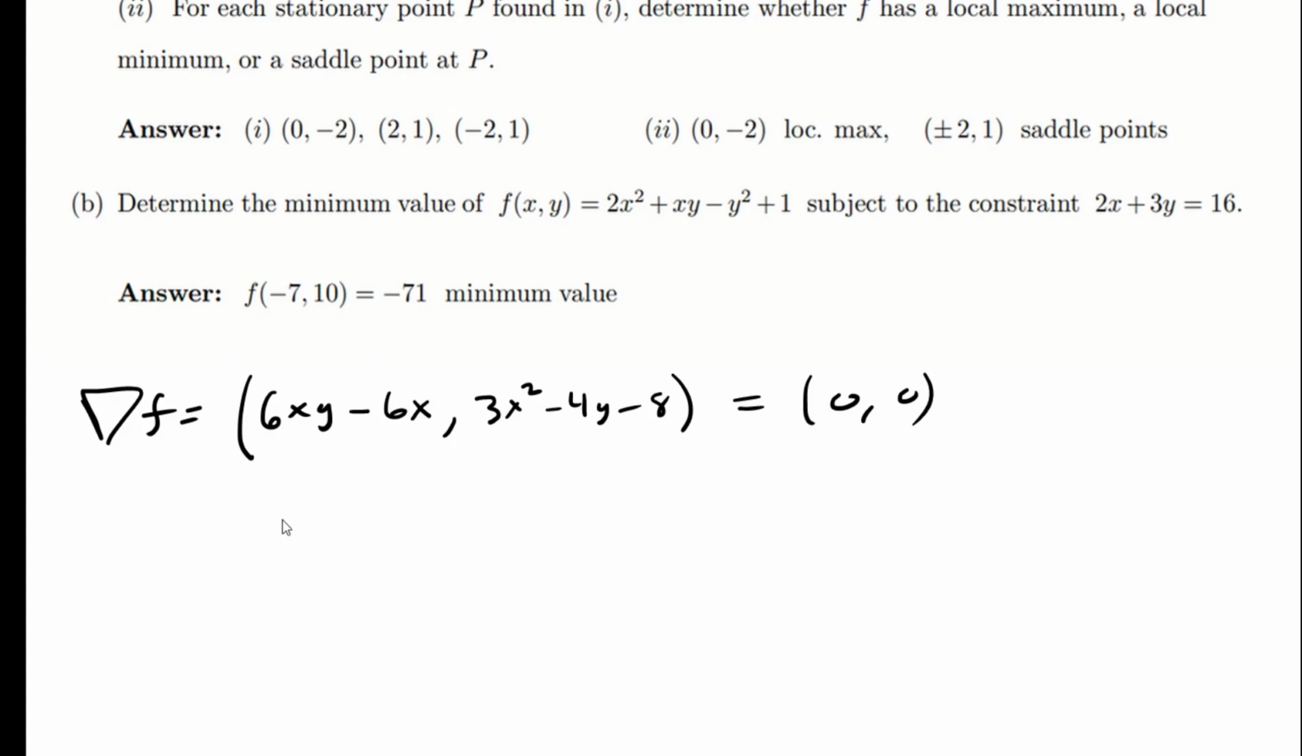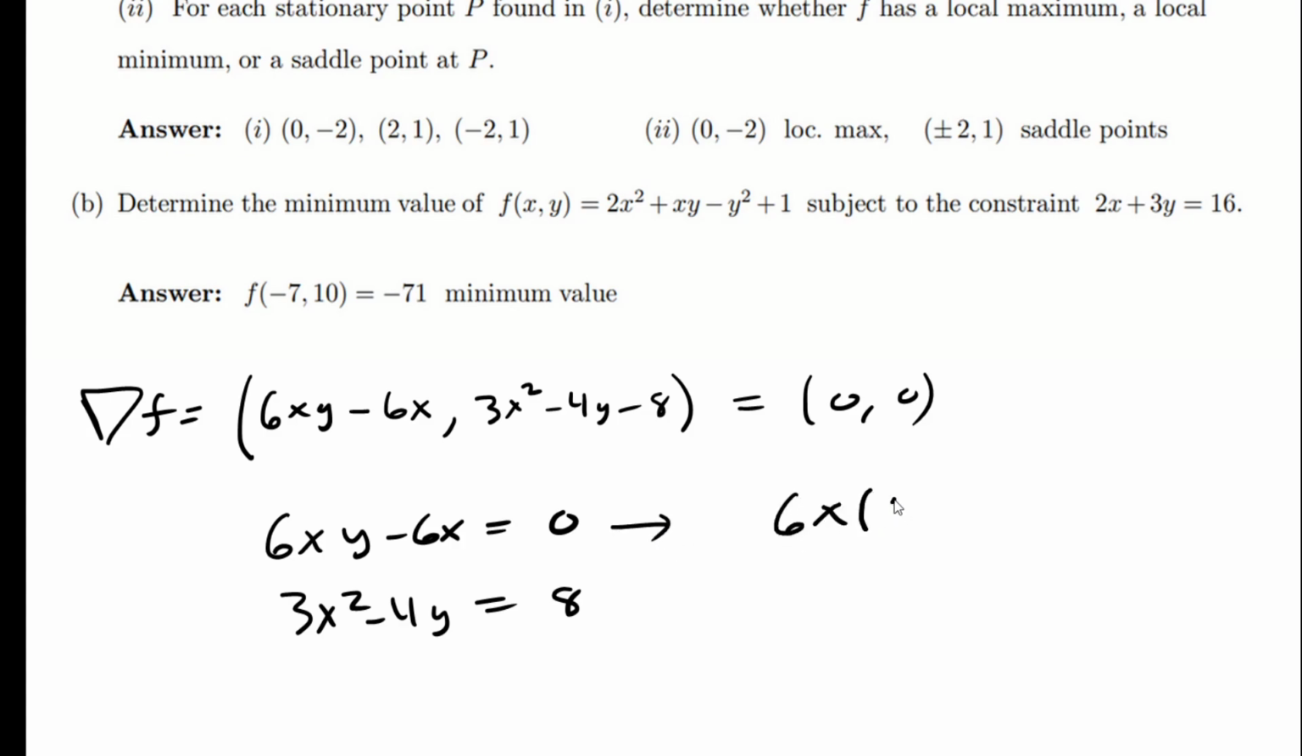So then that gives us two equations. We have 6xy minus 6x equals 0, and we have 3x squared minus 4y minus 8 equals 0. Let me move that 8 to the other side. Equals 8. Okay, so if I work with this top one, I can factor out 6x times (y minus 1). So this tells me that either x equals 0 or y equals 1. So I'll need to check both of those.